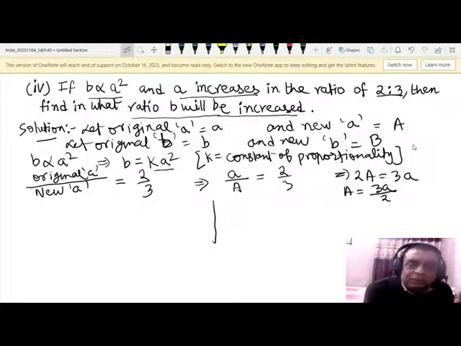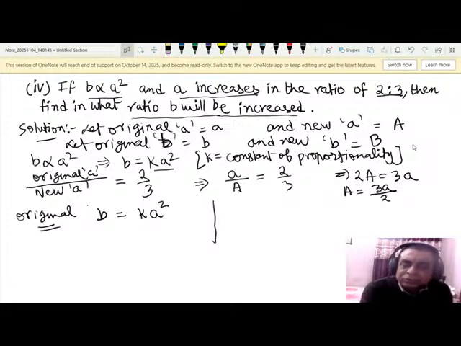So the original B, what is it? Original B is from the original equation. So this is original B. We will put here original A. Original A is A, so it is A squared. And new B is capital B, which is K times the new A squared, that is K times new A, which is 3A by 2, whole squared.